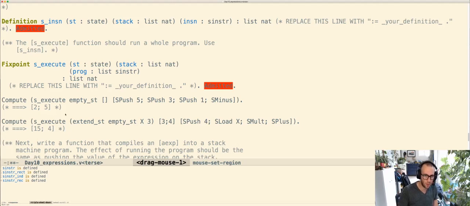And then your next bit of homework is about writing a compiler. I'm going to make a separate short video about that bit. Talk to you in a minute.